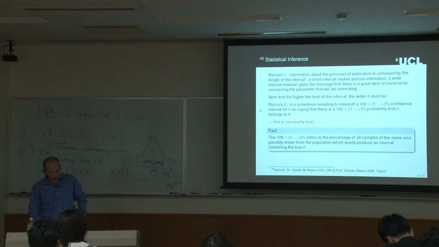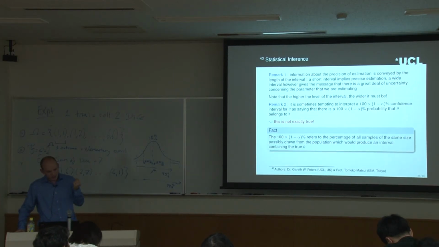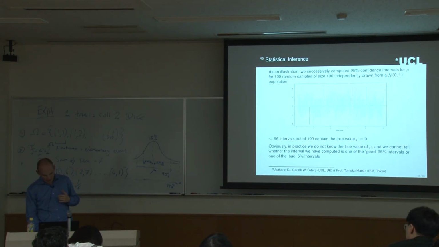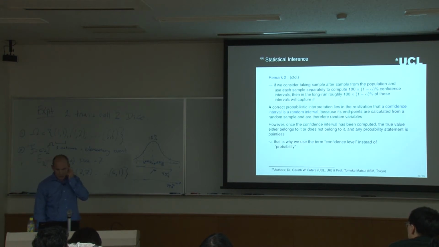So in terms of interpretation here, we need to be careful. So this remark 2. Sometimes it's tempting to interpret this confidence interval for theta as saying that there's, say, 95% probability that theta belongs to it, which is not technically true, not exactly true. And in fact, this 95% interval refers to the percentage of all samples of the same size drawn from the population which would produce an interval containing the true theta. Okay, so maybe I have a plot there. Okay, I'll come to that.